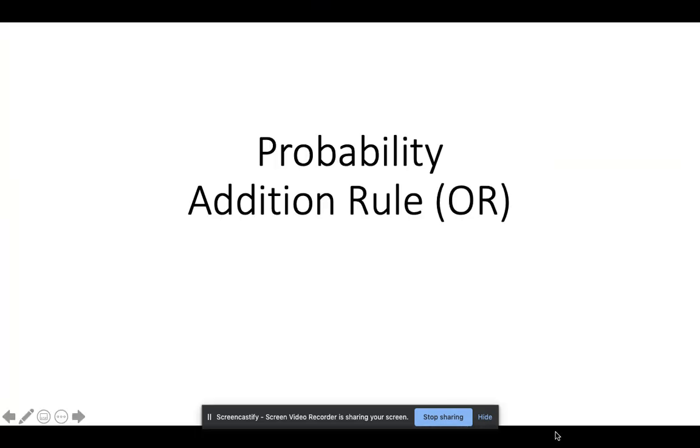Good morning, Integrated 2 and Extended 2. This is day 2 of the short probability unit. Today's lesson will be about the addition rule, or what we call the OR problems.